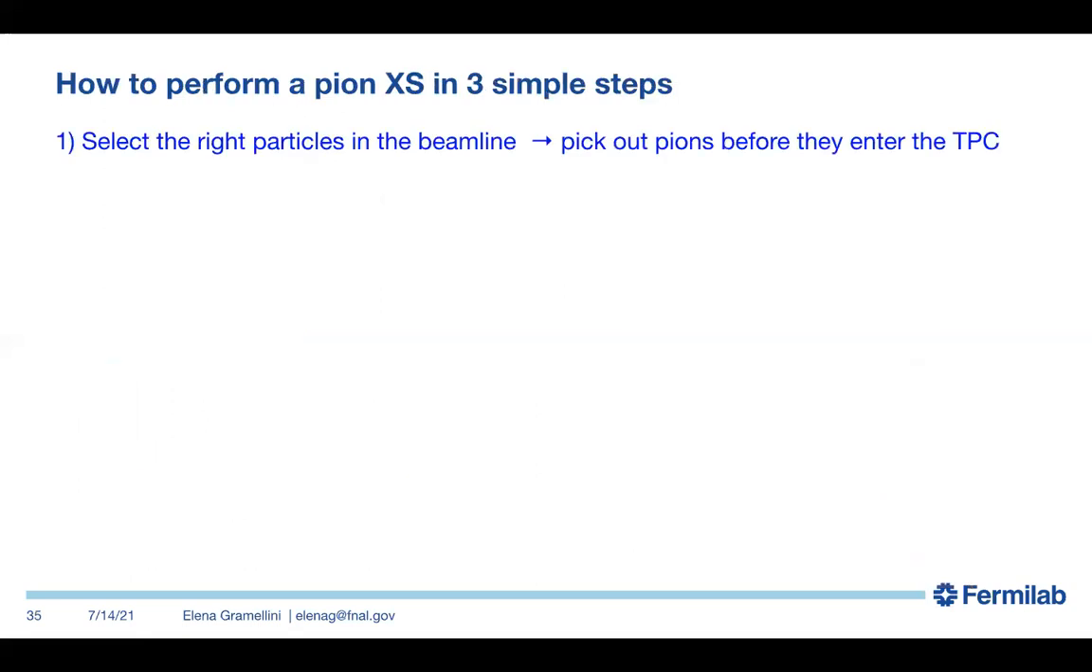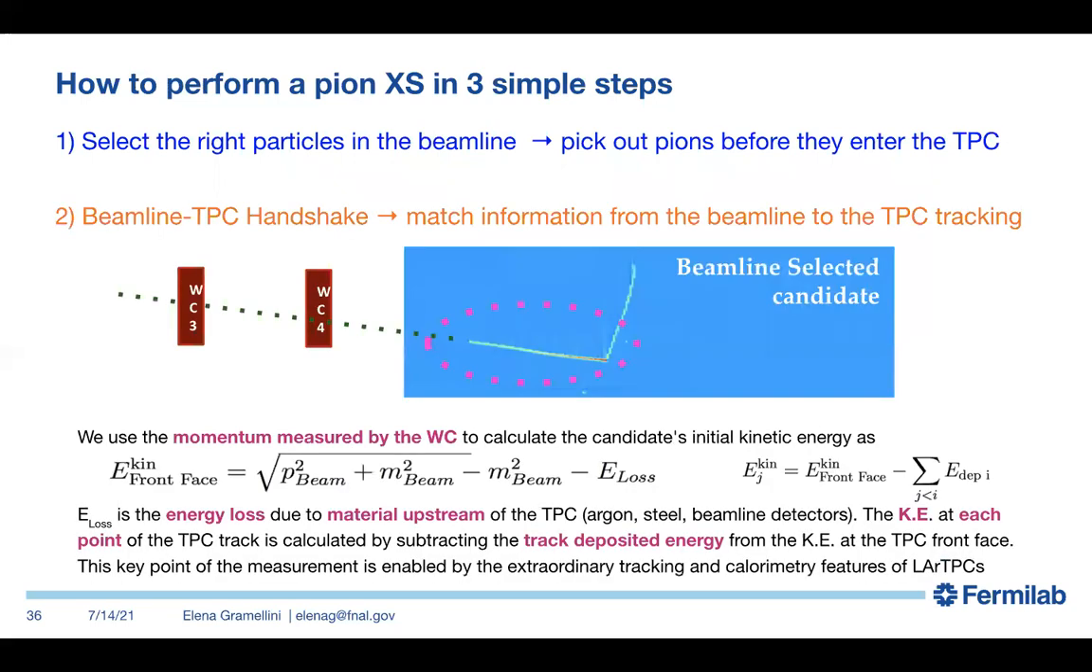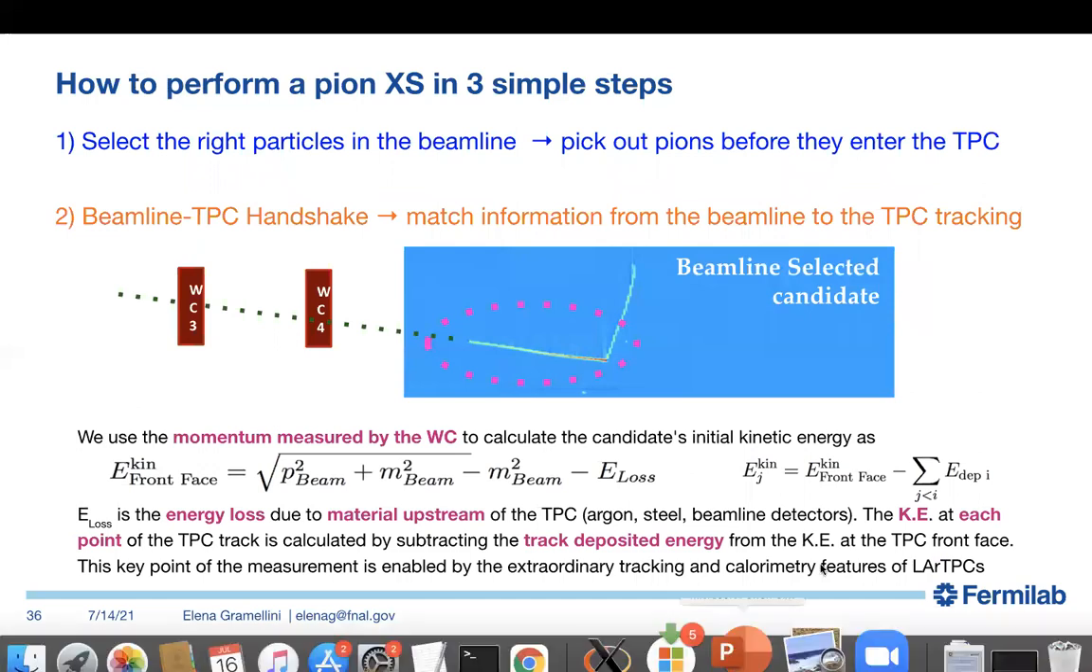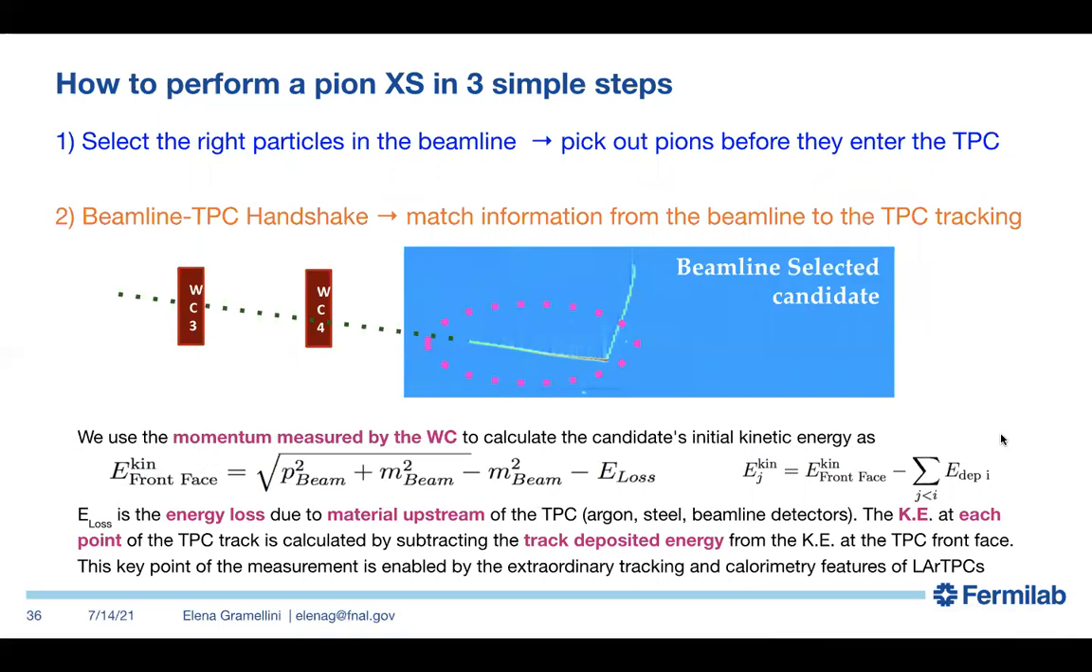Okay, so now how do we perform a hadronic cross-section measurement in a beam like this? In three simple steps. The first is you select the right particle in the beamline. If you care about pions, you pick out the pions before they enter the TPC with your beamline detectors. Then you need to do a beamline to TPC handshake, meaning that you need to match the information that you have from the beamline to the TPC.